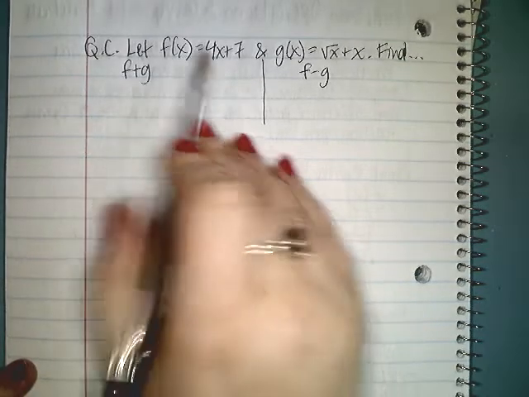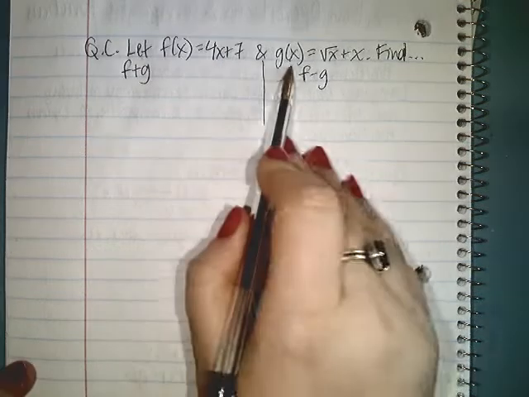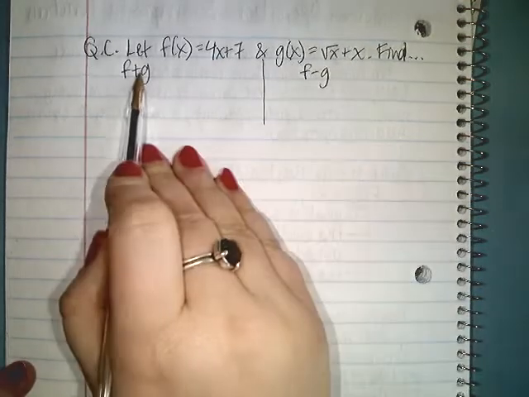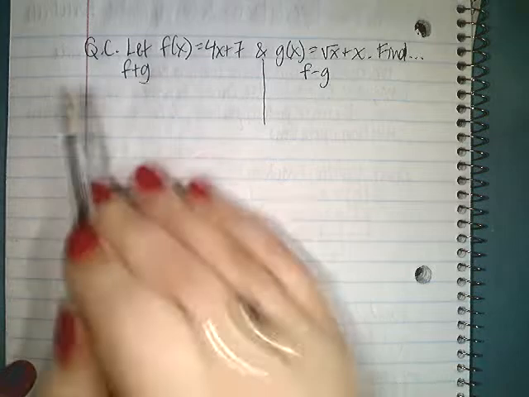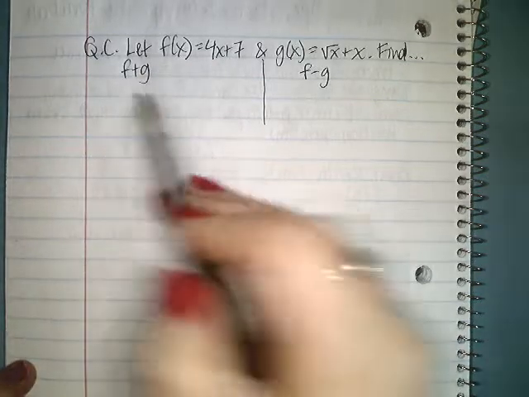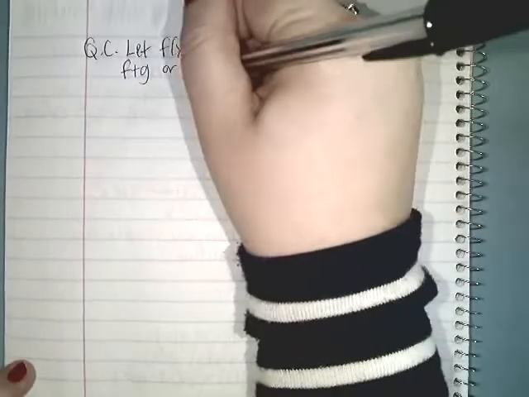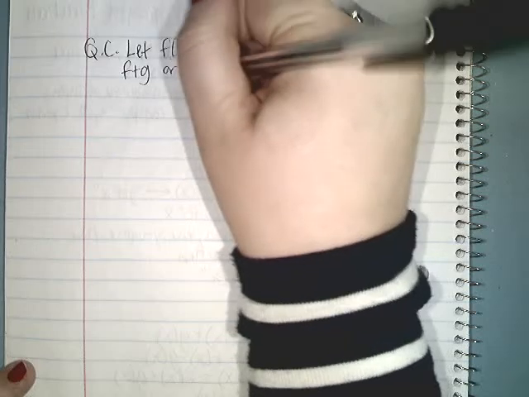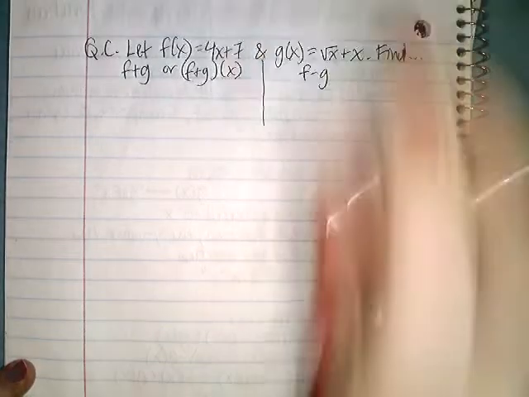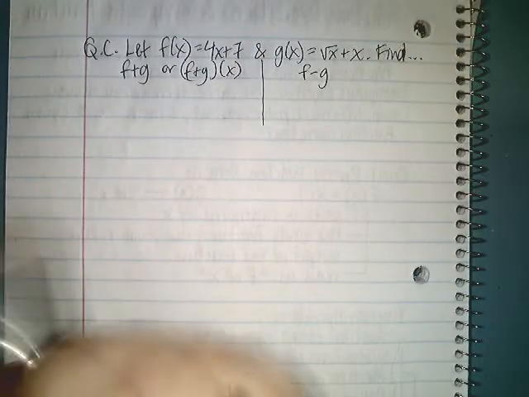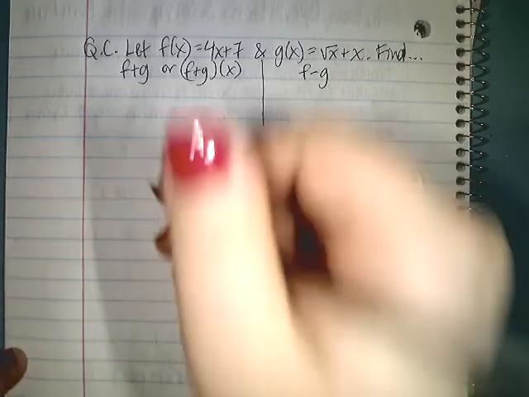So f plus g, so I have f of x equals 4x plus 7, g of x equals square root of x plus x, and I'm finding f plus g, or f plus g of x. You could write it this way or this way. Both are acceptable, or f of x plus g of x, all acceptable ways to write this.